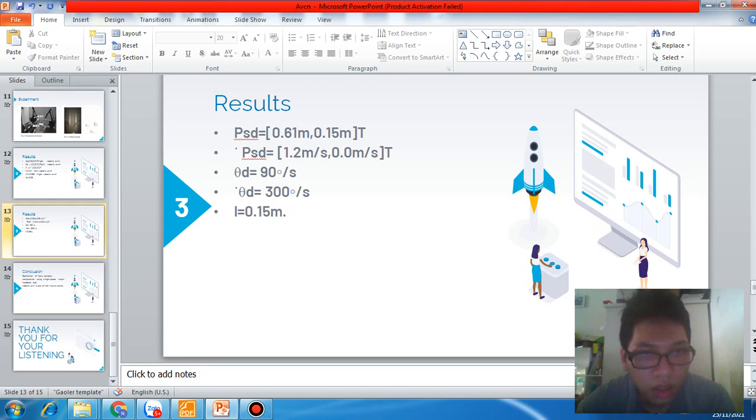b_sd is from 0.15 to 0.61 meter. The velocity of b_sd is from 0 meter per second to 1.2 meters per second. Theta_d is 19 degrees. The velocity of theta_d is 19 degrees per second. L equals 0.15 meter.